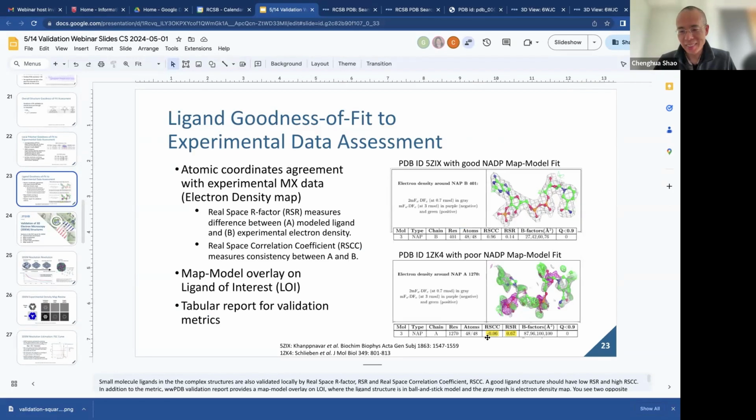So this RSCC is supposed to be between 0 and 1, but just like R factors, in our merge now there's an artifact in the implementation of the formula. So sometimes you get some extreme values, which usually means it's an outlier. I mean, this negative RSCC is more of an artifact. Okay.